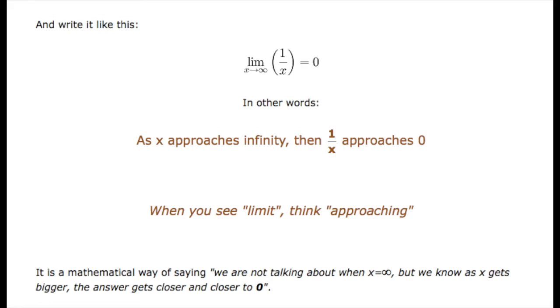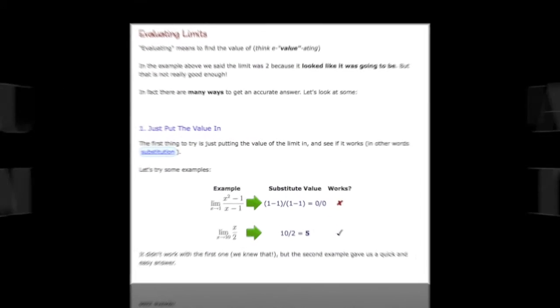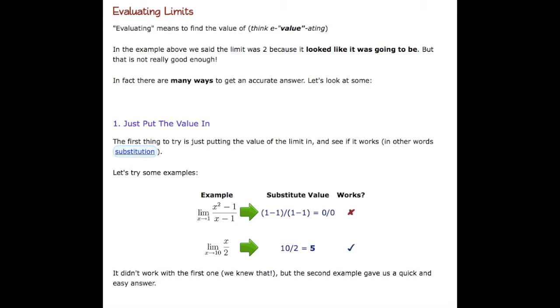When you see limit, think approaching. It is a mathematical way of saying we are not talking about when x is equal to infinity, but we know as x gets bigger, the answer gets closer and closer to 0. Evaluating means to find the value of, think. Evaluating. We have many ways to get an accurate answer to find the value of the limits.